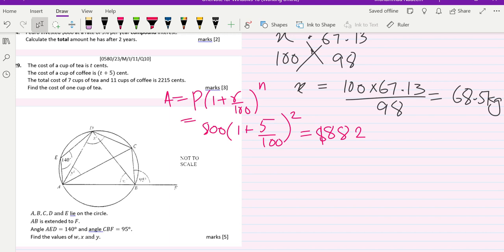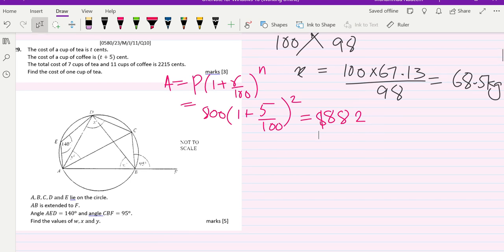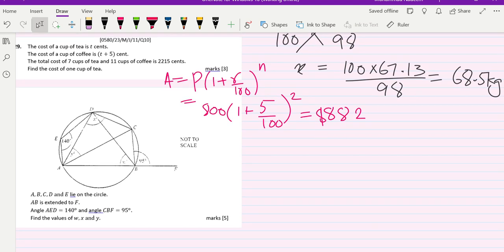Next question is about algebra. The cost of a cup of tea is t cents. The cost of a cup of coffee is t plus 5 cents. The total cost of 7 cups of tea and 11 cups of coffee is 22.15 cents. Find the cost of 1 cup of tea.